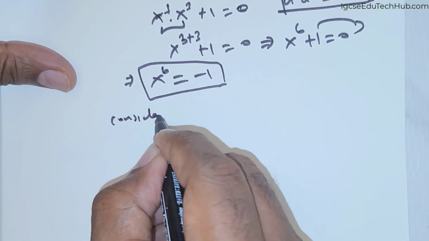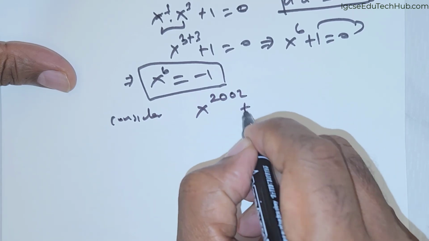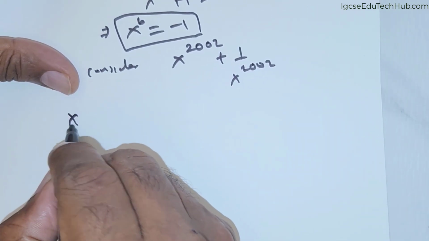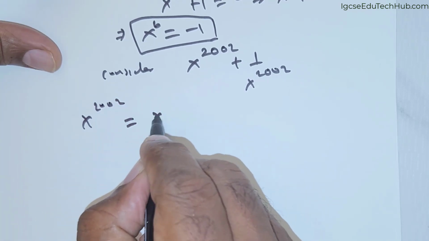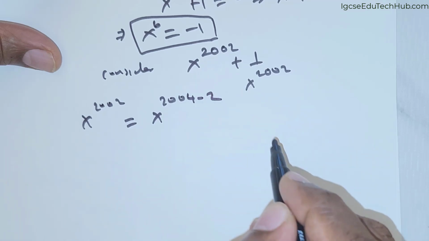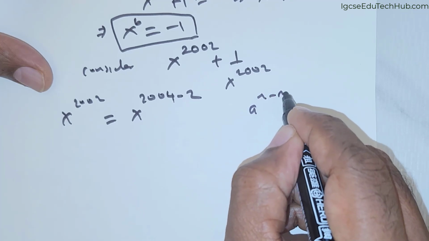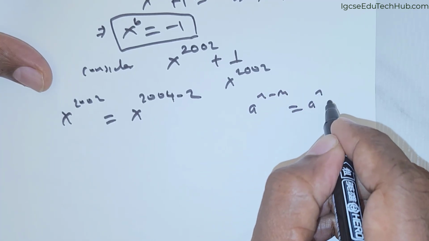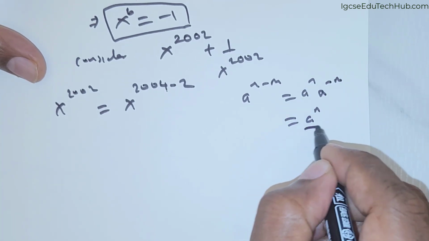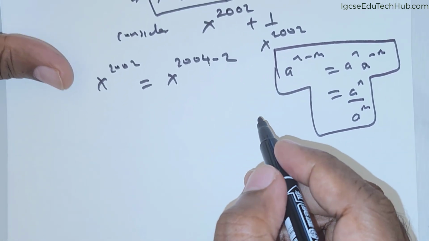Now consider what is given. We are asked to find x raised to the power of 2002 plus 1 over x raised to the power of 2002. Now I want to write 2002 as 2004 minus 2. I am adding 2 and subtracting that 2 out. Now a raised to the power of n minus m can be rewritten as a raised to the power of n times a raised to the power of negative m. This can be further rewritten as a raised to the power of n divided by a raised to the power of m. All these things are possible from the law of indices.